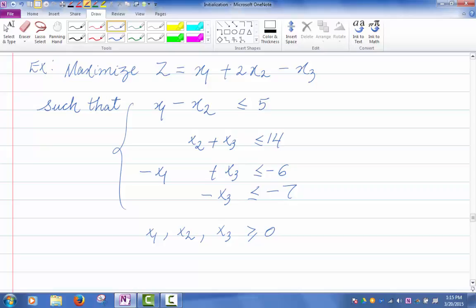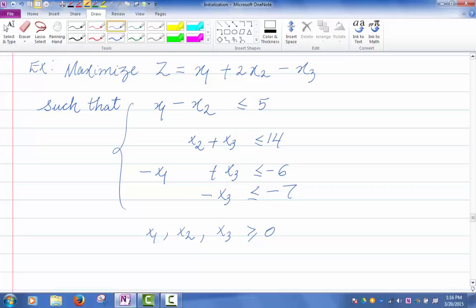Now, this example, this problem that I had, is actually infeasible. So what do I mean when I say this problem is infeasible? What is the meaning of saying that this problem is infeasible? Very good. You cannot satisfy all the constraints. That is, some of the constraints are contradictory. That is, there is no solution. There is no feasible solution.